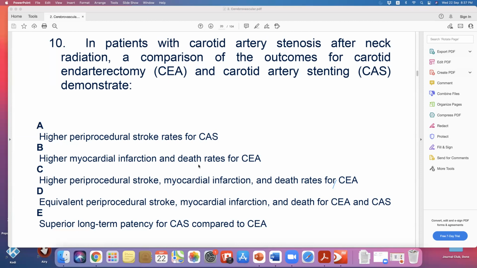Superior long-term patency for stent compared to endarterectomy? Patency, no, it's the same, but the complication is more with the surgery. Correct. So it's no different. The only difference, as you said, is nerve damage. There's no difference in MI, stroke, and death between carotid surgery and stent. So the only reason we do stenting for radiation is not because we decrease MI, death, or stroke, but because we don't want to cause nerve damage, because there is a high chance of it.